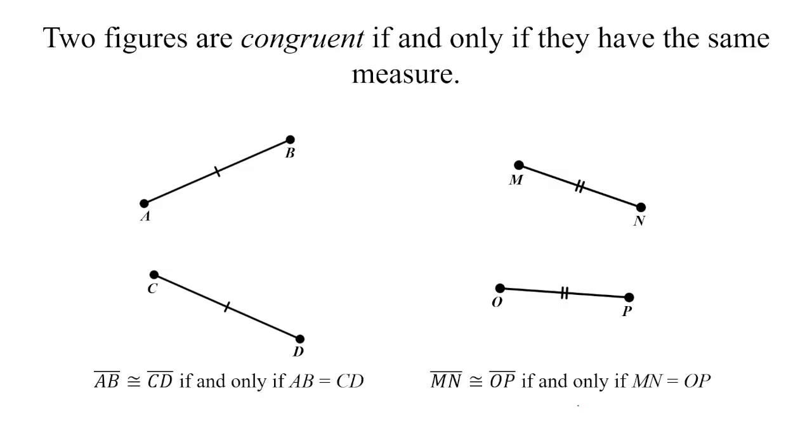So segment AB is congruent to segment CD if and only if the length of segment AB equals the length of segment CD. This symbol means congruent. And segment MN is congruent to segment OP if and only if the length of segment MN equals the length of segment OP.